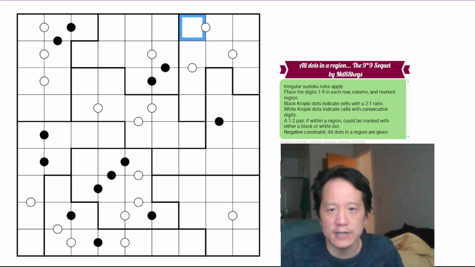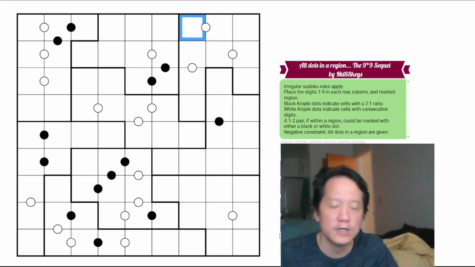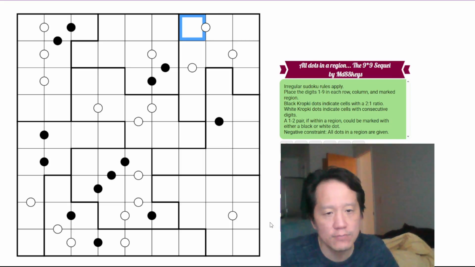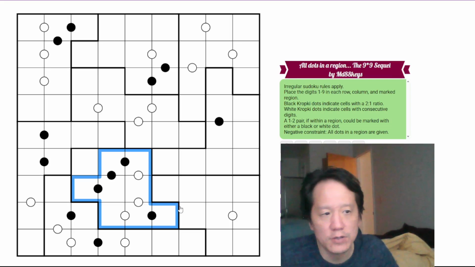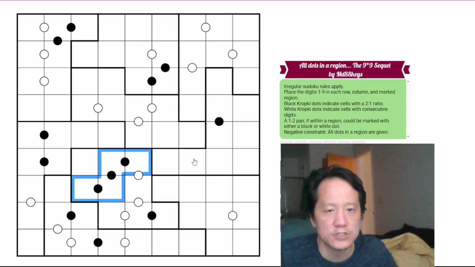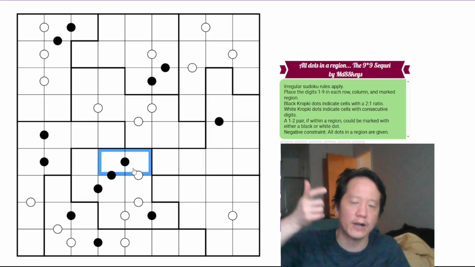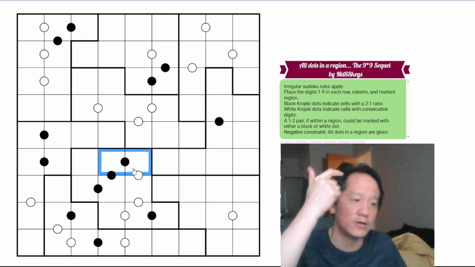And then finally, we do have a negative constraint where all dots in a region are given. So that means if there are any consecutive digits in the region that share an edge with each other, they have to be marked by a dot. Same with any digits that are in a 1-to-2 ratio within a region, they also have to be marked with a black dot, right? And the 1-to-2 pair could be marked with either a white dot or a black dot.